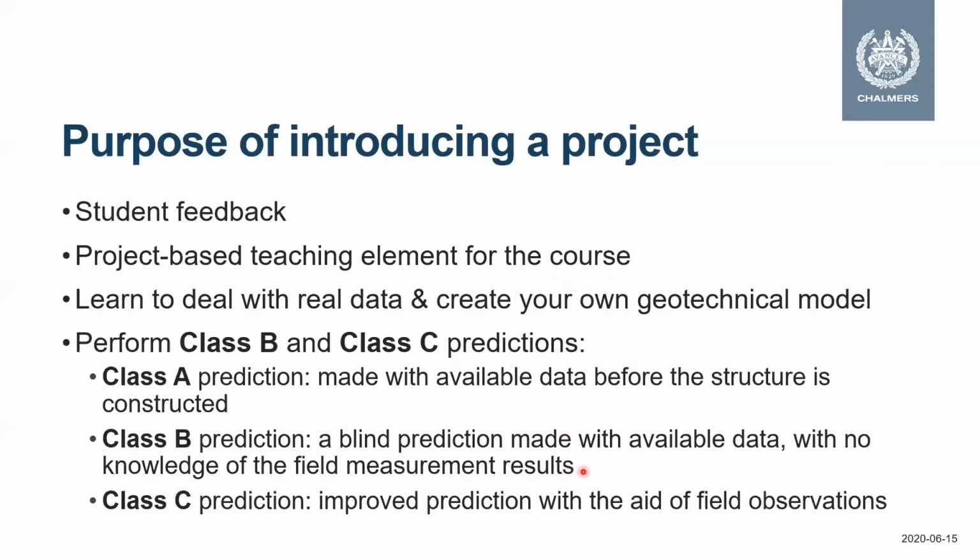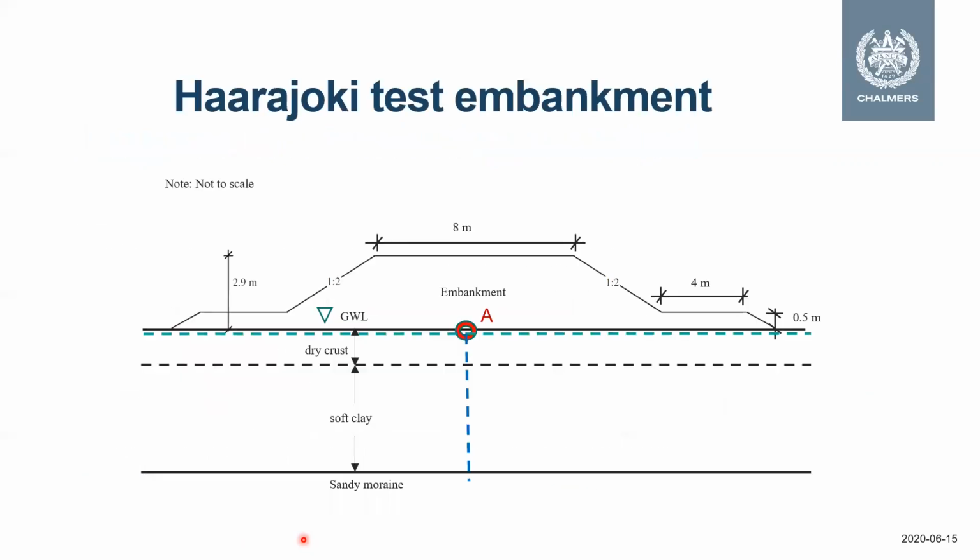So there is a lot of engineering judgment you need to do in doing your predictions. And the idea of our Class C prediction is that at the end, we will give them the field monitoring data, and based on the field monitoring data, they can do improved predictions with the aid of field observations and perhaps understand what went wrong with their Class B predictions.